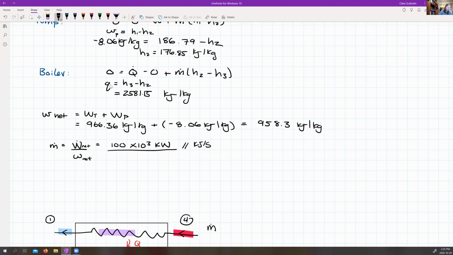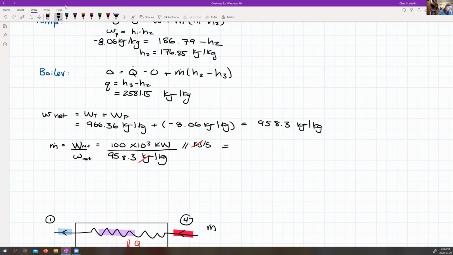And then my work net, I just calculated at 958.3 kilojoules per kilogram. If I look at how the units are going to work out, kilojoules and kilojoules will cancel, and I will be left with per seconds per kilogram, which comes back up top and will give me kilograms per second.